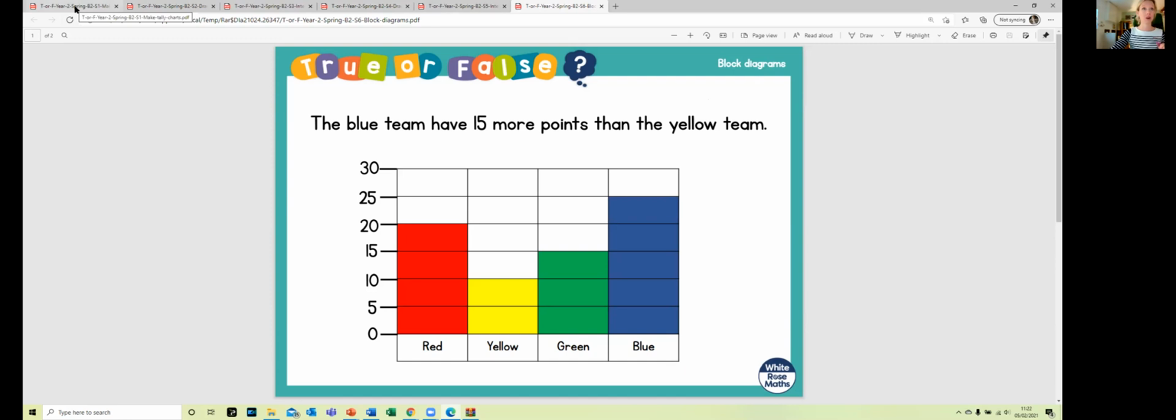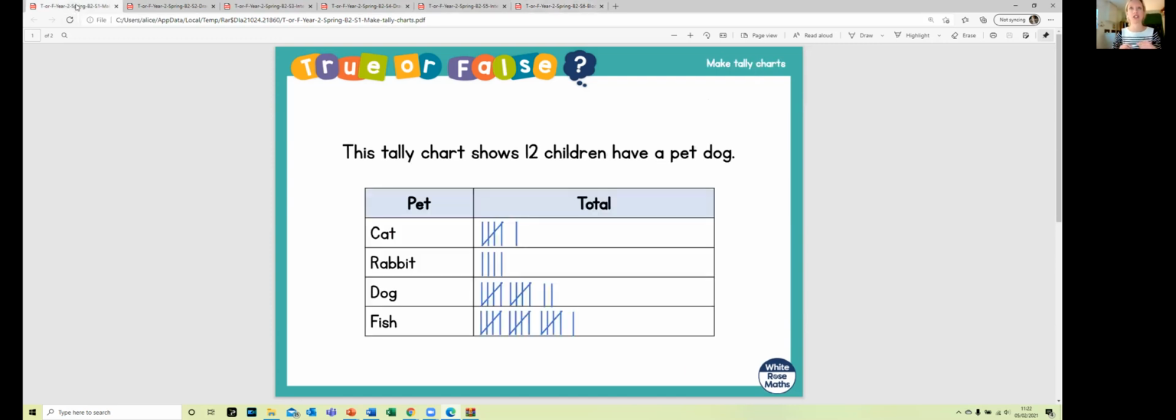Right, going back to question 1 then. This is what I gave you for question 1. It said the tally chart shows that 12 children have a pet dog. I'm looking carefully at my tally chart now. I'm identifying the different pets. There's a cat, rabbit, dog and fish.